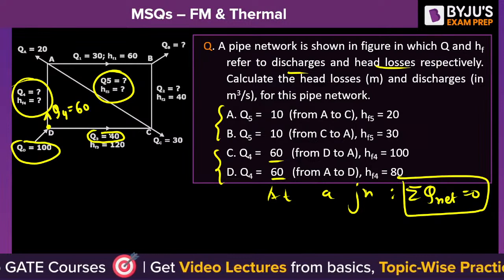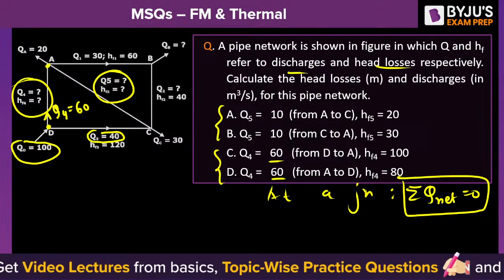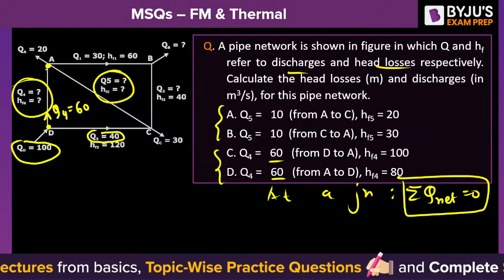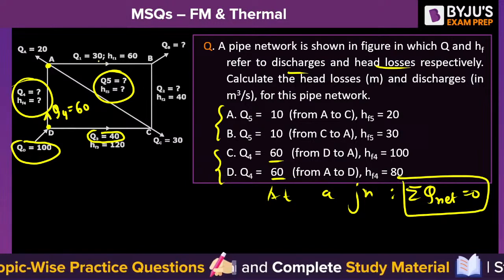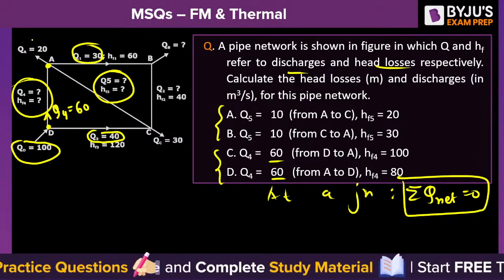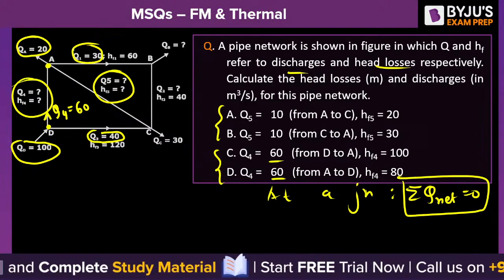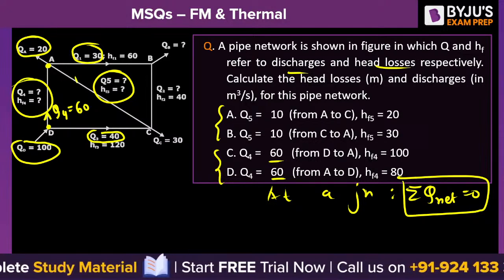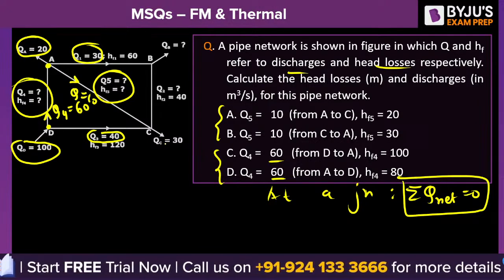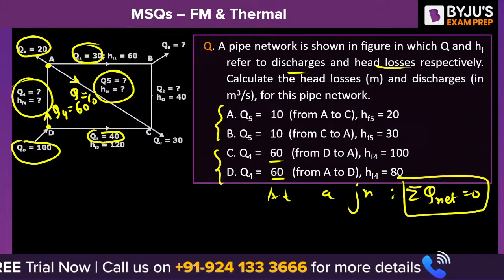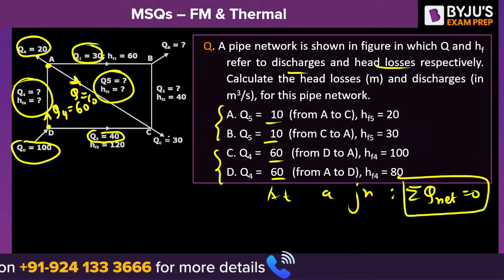Then if we take another point, A is another junction. 60 is entering here and 30 is leaving from here and 20 is leaving from here. So 60 is entering and 50 is leaving. So do you agree the remaining Q will be equal to 10 which will be leaving from here? So Q5 is equal to 10, and the direction of flow will be from A to C.